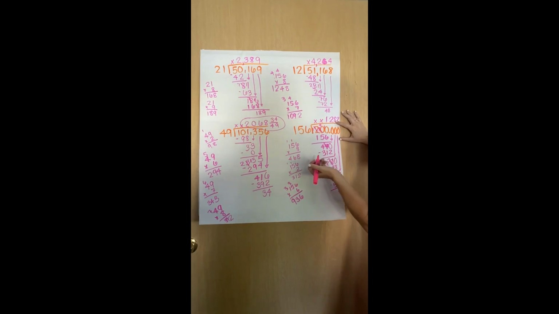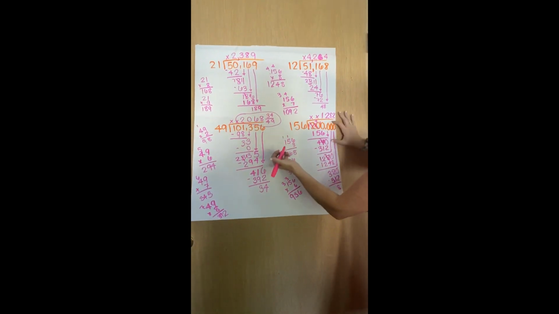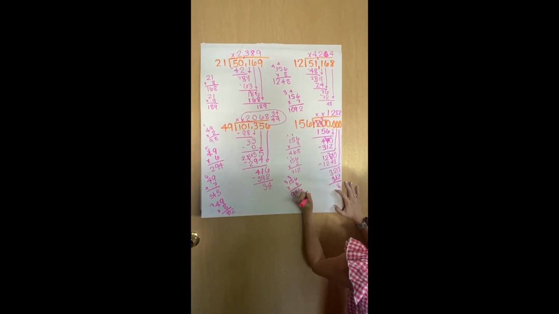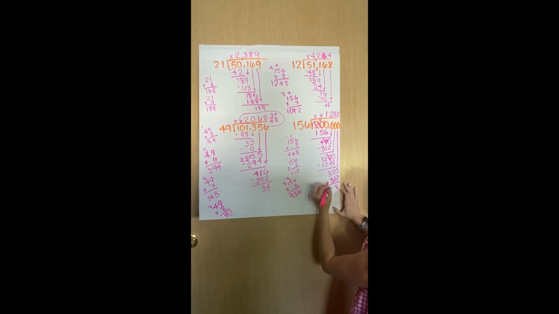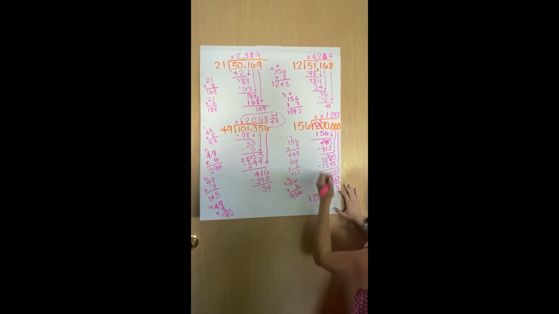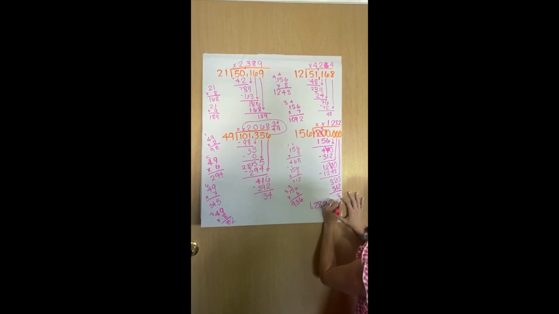So I kind of ran out of room. So my answer is going to be, I'm going to write it down here. I'm going to have 1,282. My remainder is going to be my numerator in my fraction, and I'm going to do it over 156.